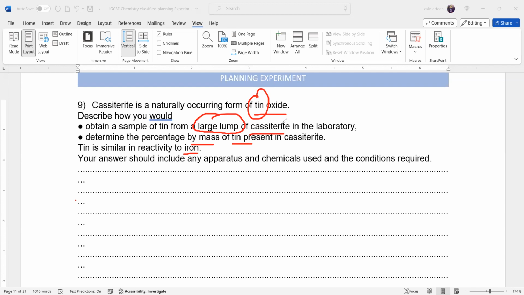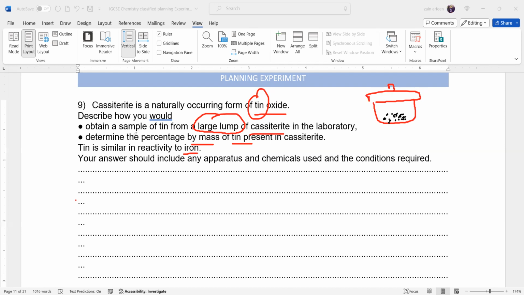How should we crush? Using a mortar and pestle, we will crush this. And after crushing it, we will transfer it into a crucible. A crucible is a deep container. So we'll have the ore of tin oxide.